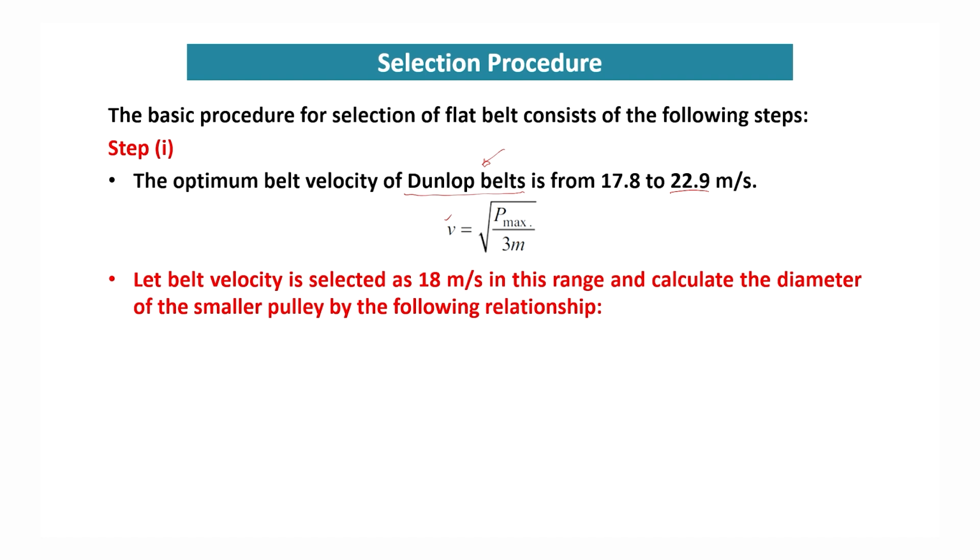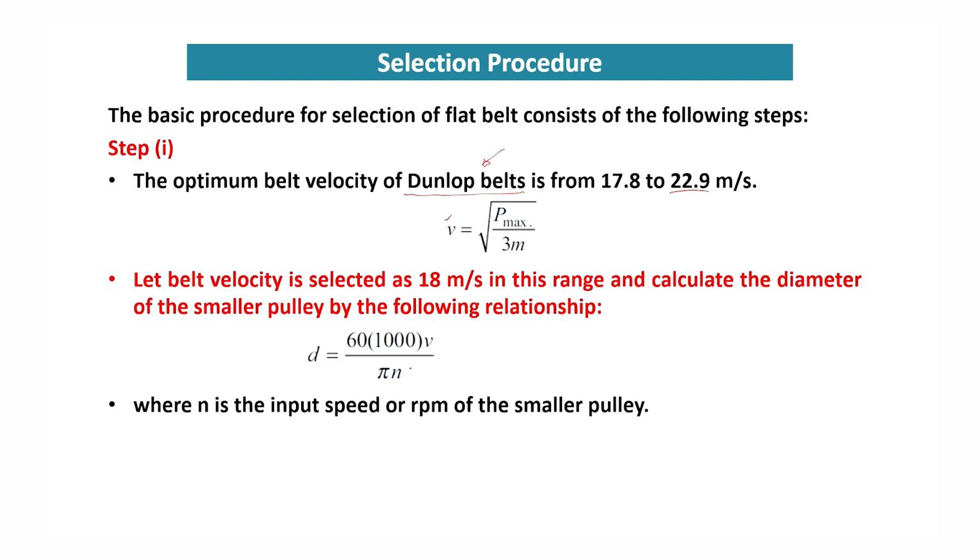Let belt velocity be selected within this range as 18 meters per second, and calculate the diameter of the smaller pulley by the following relationship. The diameter of the smaller pulley is equal to 60 multiplied by 1000 multiplied by the belt velocity divided by pi n, where n is the input speed or rpm of the smaller pulley.